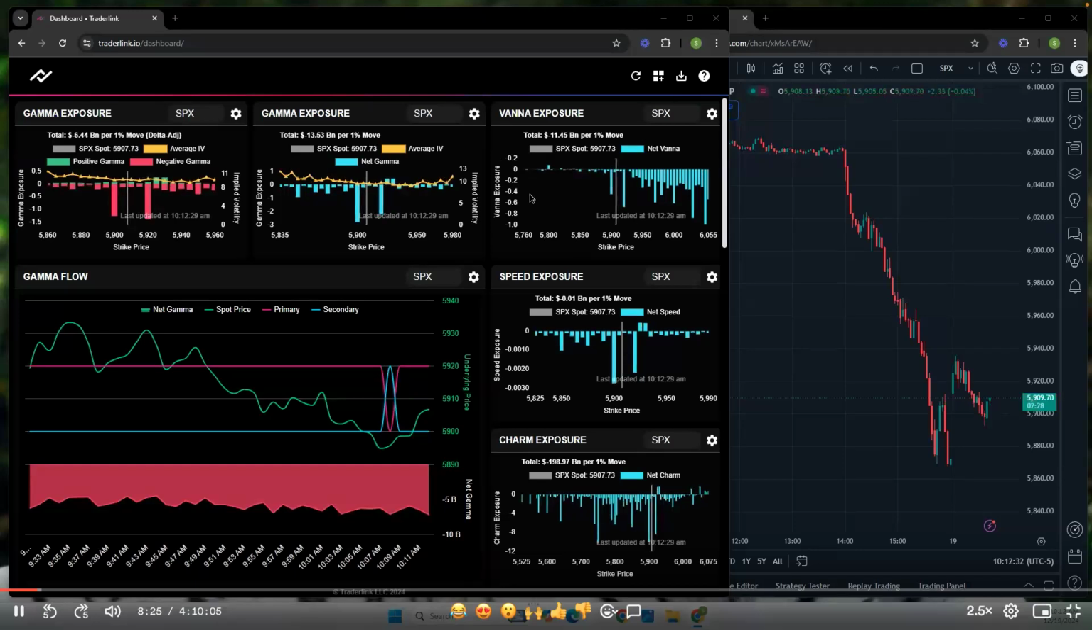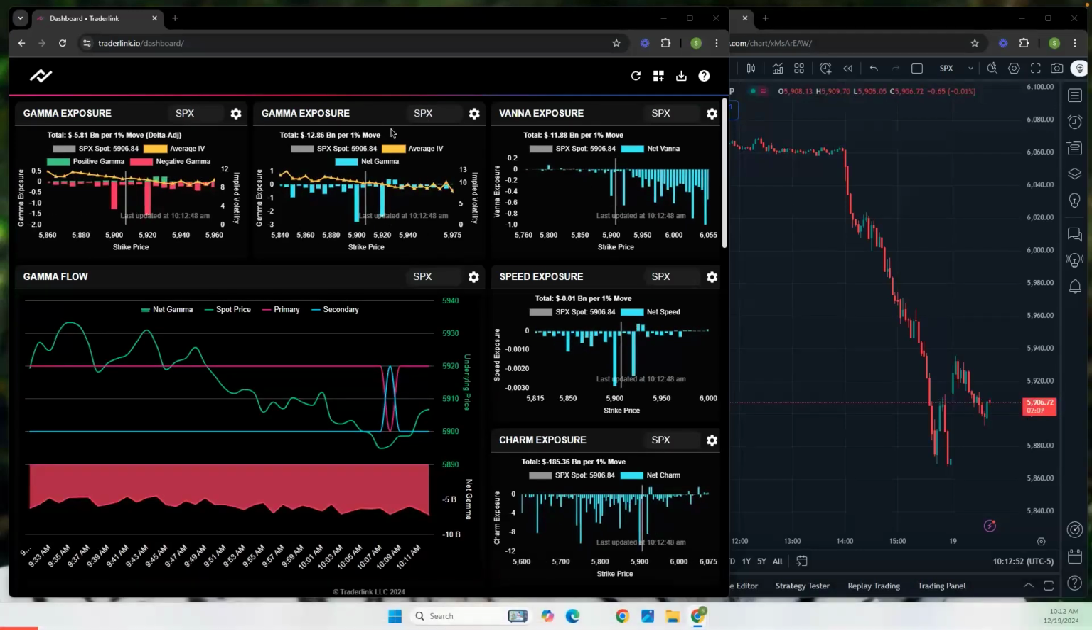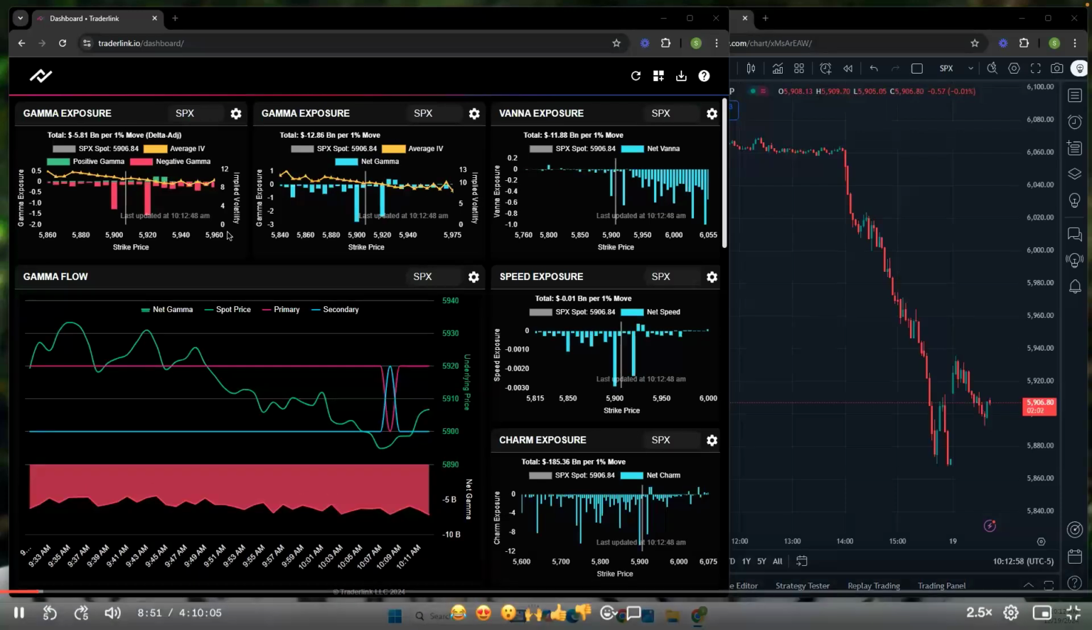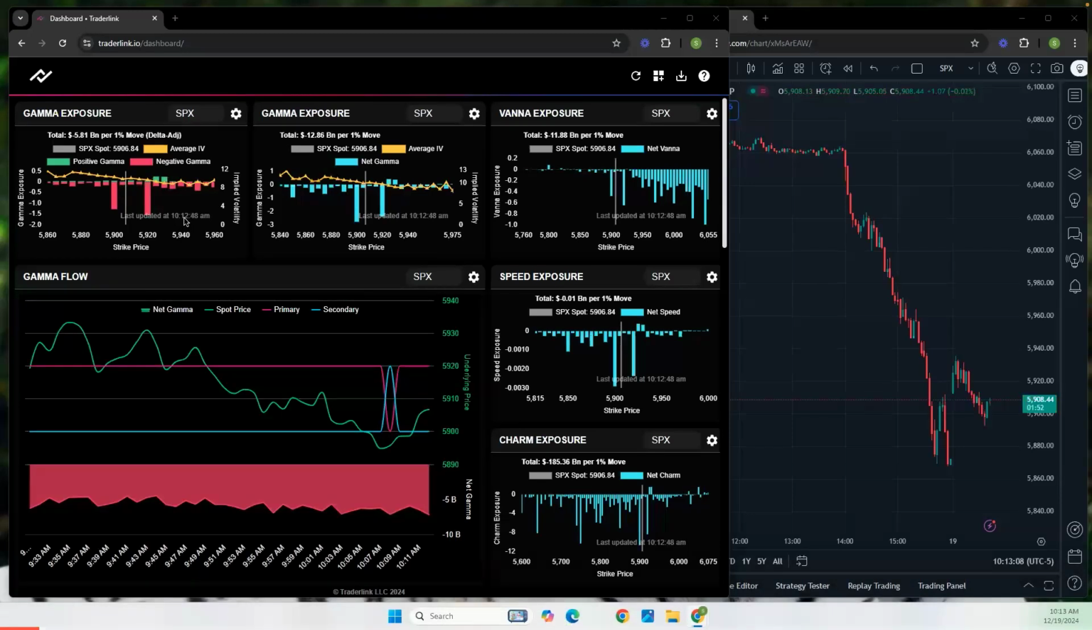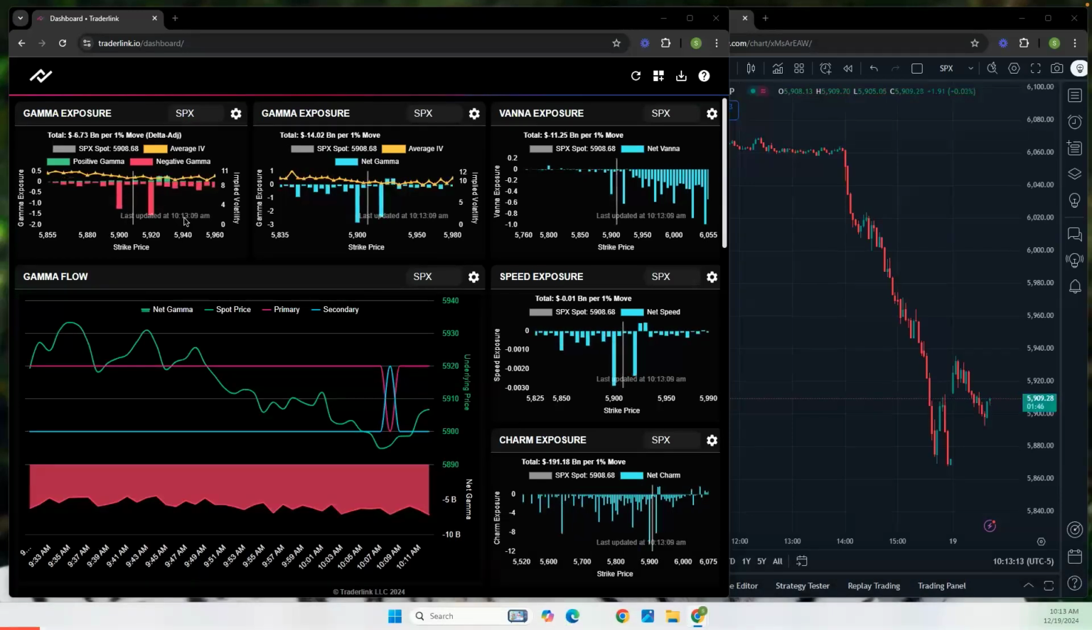Now, what else do you see about Vanna here? Remember, I said you have to mark the tall bars and the short bars, but what are the other bars or areas that we're going to be marking? By the way, this is about 40 minutes into the open. Several flip points below 5,900.